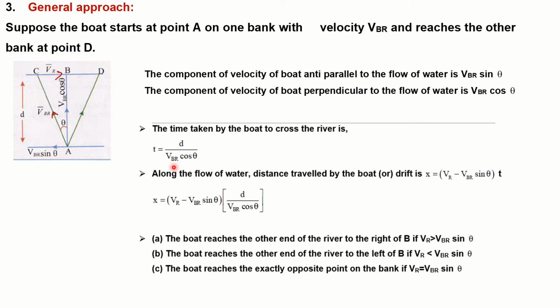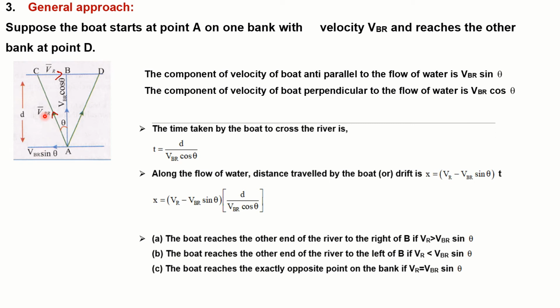And how much time will it take to cross the river? That is t. In place of t, we can replace it by d by V_BR cos theta. So sometimes the drift is asked in the question. We will see a few examples of this in the next lecture. Then x is equal to, students, (V_R minus V_BR sin theta) into time d by V_BR cos theta. Okay. So sometimes the velocity of the river may be greater than V_BR sin theta, sometimes less than V_BR sin theta, and sometimes equal to V_BR sin theta.